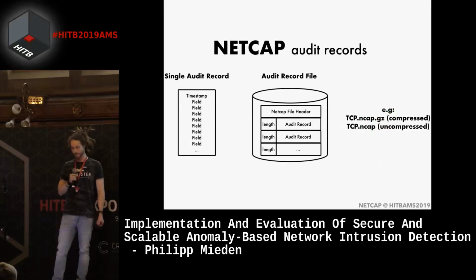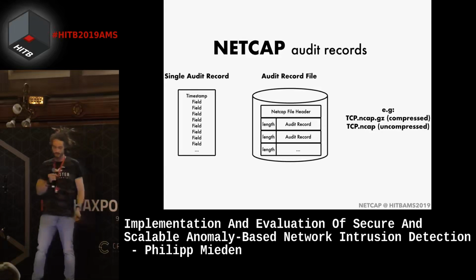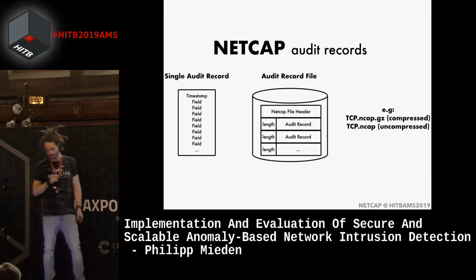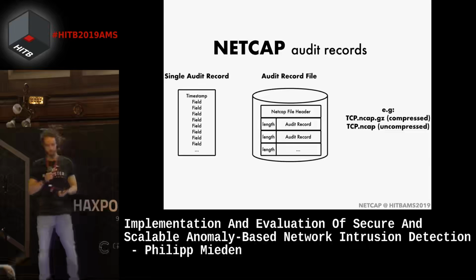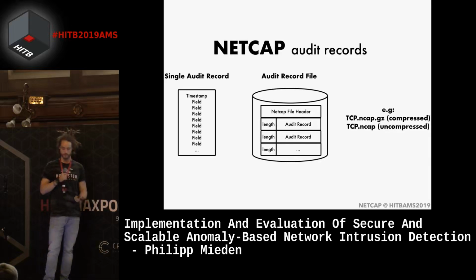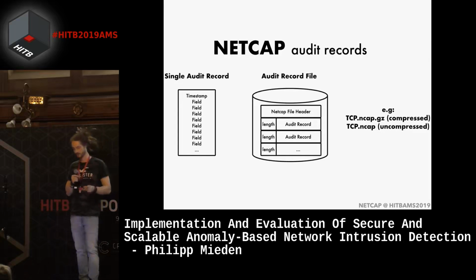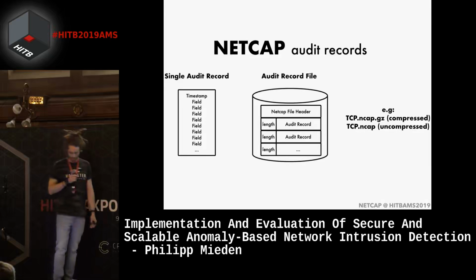So what does an audit record look like? An audit record has a timestamp when it was observed, and then it has several fields. And a field could also be a substructure, for example. Then I'm writing all audit records of a certain type into one single file. Each file contains a header that has some meta information, like what was the source where we got those audit records from, where was it captured, at what time was it captured, and of course what type of audit records are in the file. The file then gets the extension .ncap for Netcap audit records, or .ncap.gz if it's compressed.